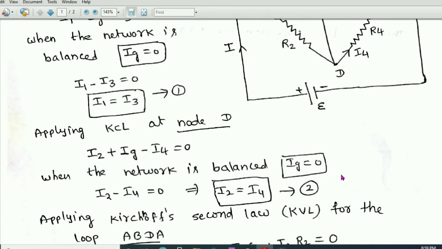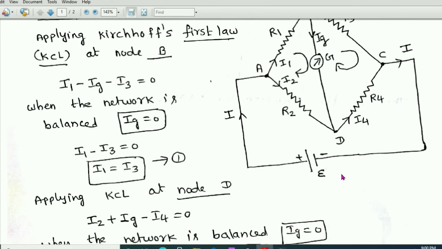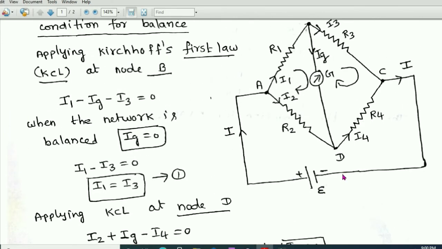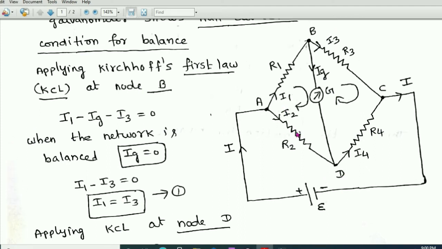Now let us apply Kirchhoff's second law. Generally, Kirchhoff's second law is applied for a closed loop or mesh. Kirchhoff's second law, that is Kirchhoff's voltage law, is applied for a closed loop or for a mesh. Now let us consider a closed loop here. Closed loop means from the point where we have started, we have to end at that same point only. Then it becomes a closed loop.